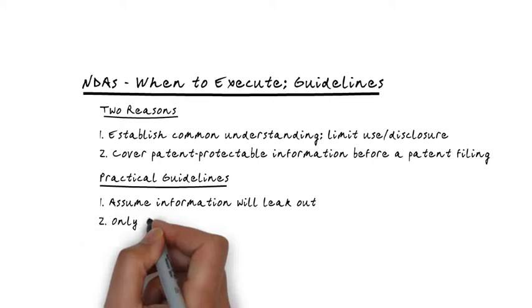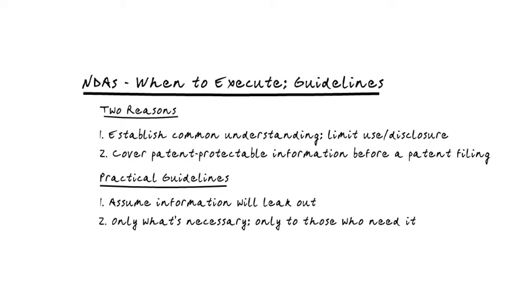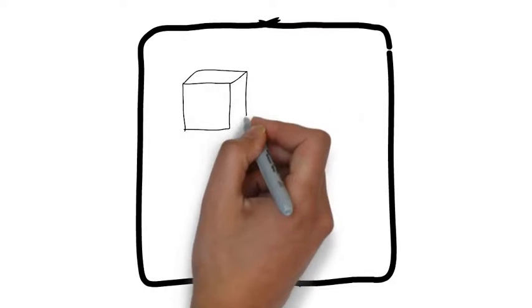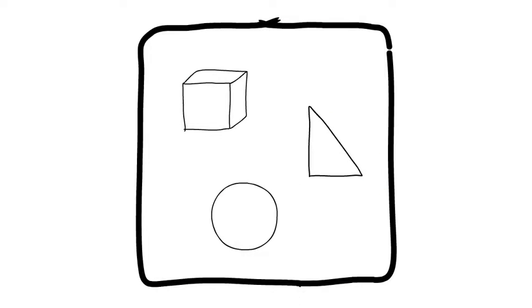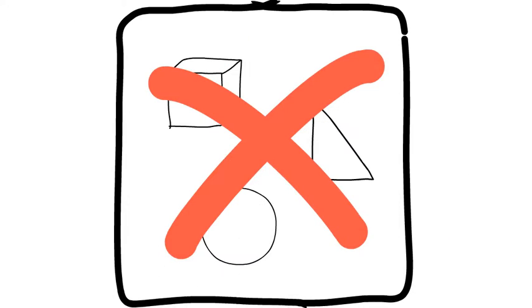Number two, disclose only what is necessary and only to those who need to know. For example, if you are engaging a third party to manufacture a component of your widget, only share details of the component, not the entire widget.